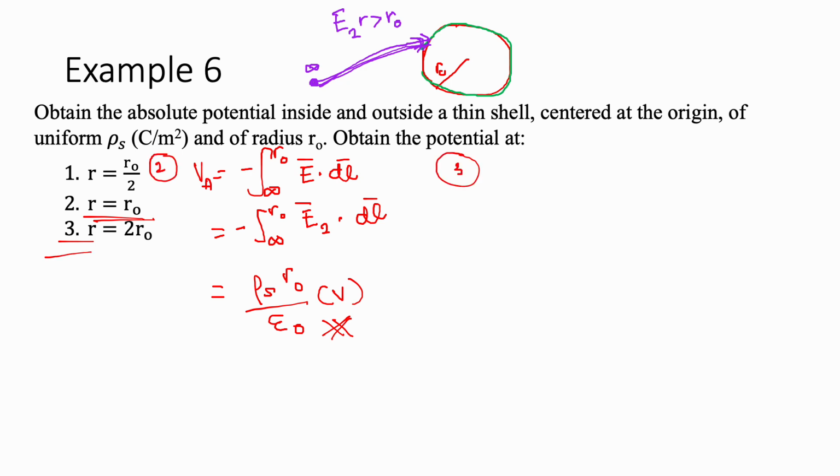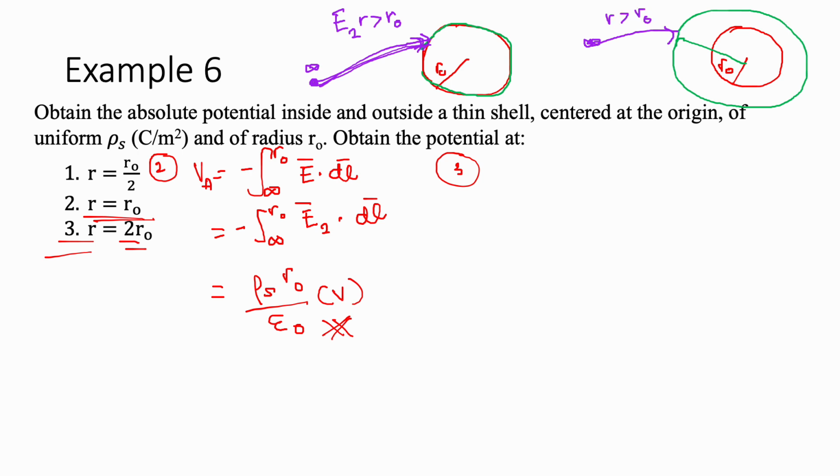Now question number 3. They ask when your r is located at 2 r naught. So this is your structure, which has radius r naught. Now your area is somewhere around here, at 2 r naught. This is your origin, somewhere around here, and it will arrive up until here. The environment of your E field is still the same: r is larger than r naught, so we are going to use the E2 field.